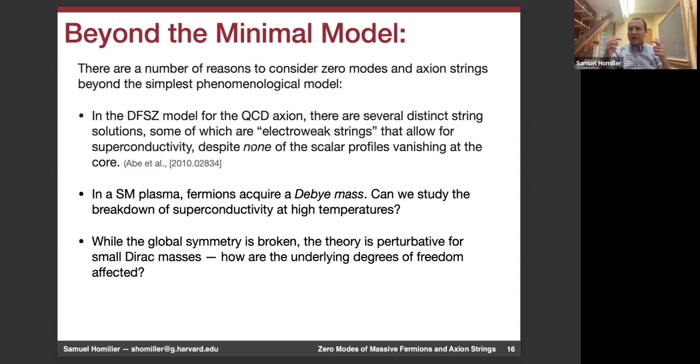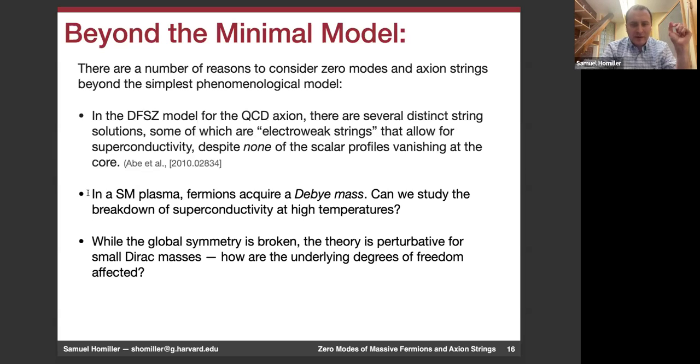And we still have arguments that they're superconducting anyway. So it's not obvious, if you buy this heuristic picture where none of those scalar profiles vanish at the core, why these zero modes might continue to exist. So that was the first reason that we started thinking about this.